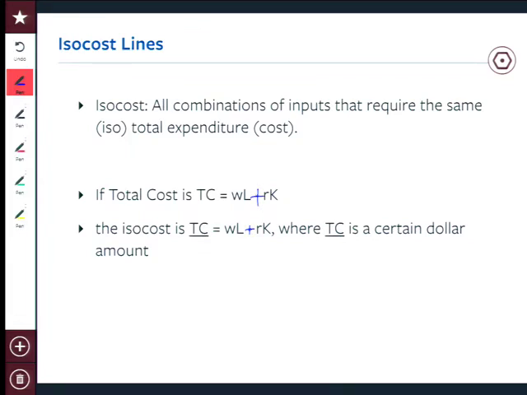If total cost is hourly wage times number of workers hired per hour, plus rental rate times the number of units of capital used, that's total cost. And the iso cost line tells me if I had $100 to spend on labor and capital, what combinations of labor and capital can I afford for those $100? This is very similar to the budget constraint notion, where if you had $100 of income to spend on Reese's and Hershey's, what bundles of Reese's and Hershey's could you choose? Only now we're in a labor and capital world instead of a Reese's and Hershey's world.